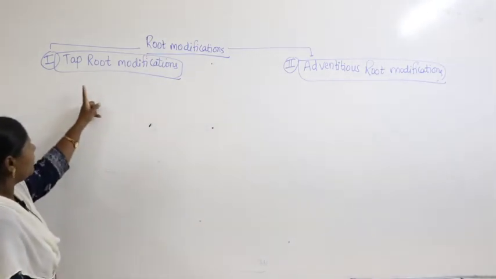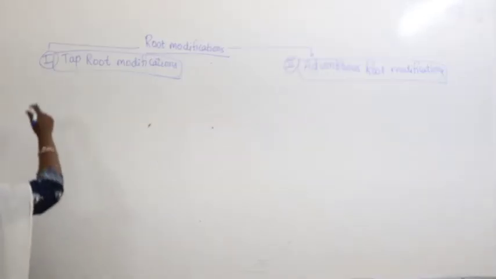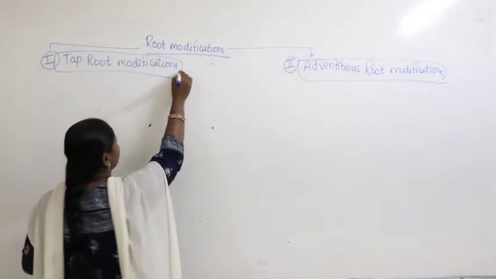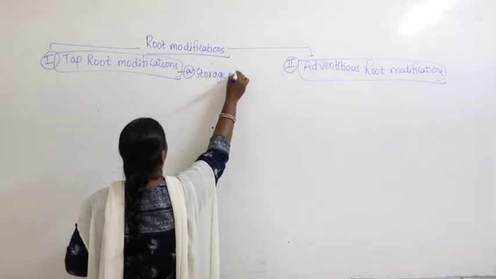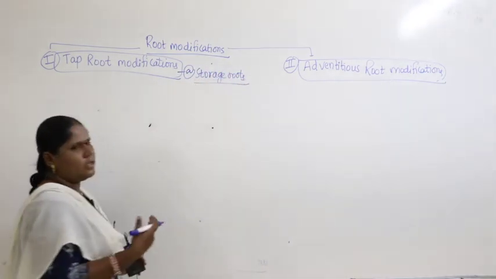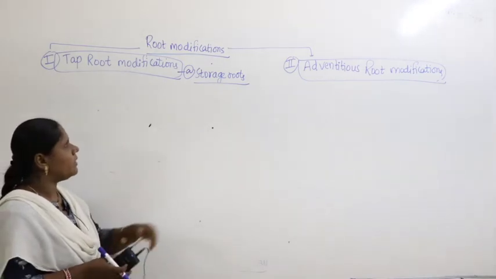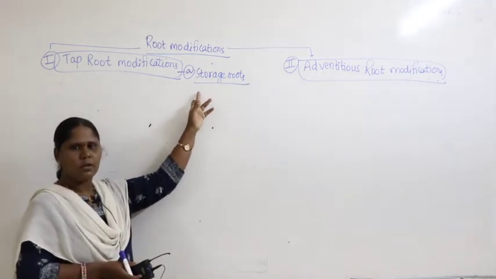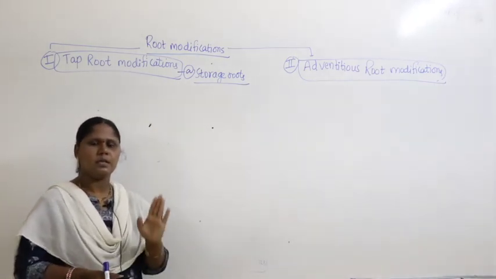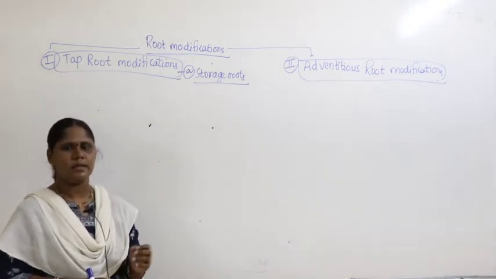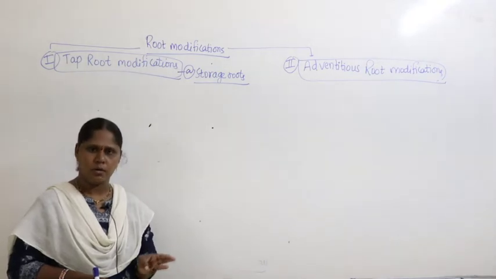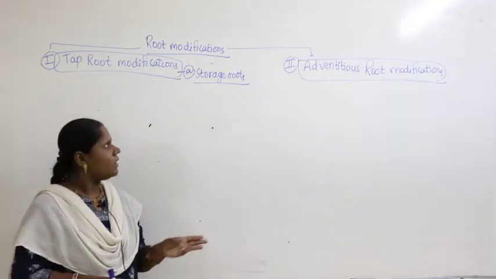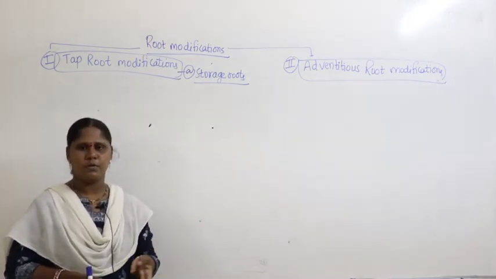If you look at the taproot modifications, we have already studied the first one. What is the first one we studied? Storage roots. Storage roots, which store food material, are generally called storage roots. What are the best examples we studied in the last class, guys? Conical shape, example is Daucus carota, carrot, and fusiform, napiform if you take.